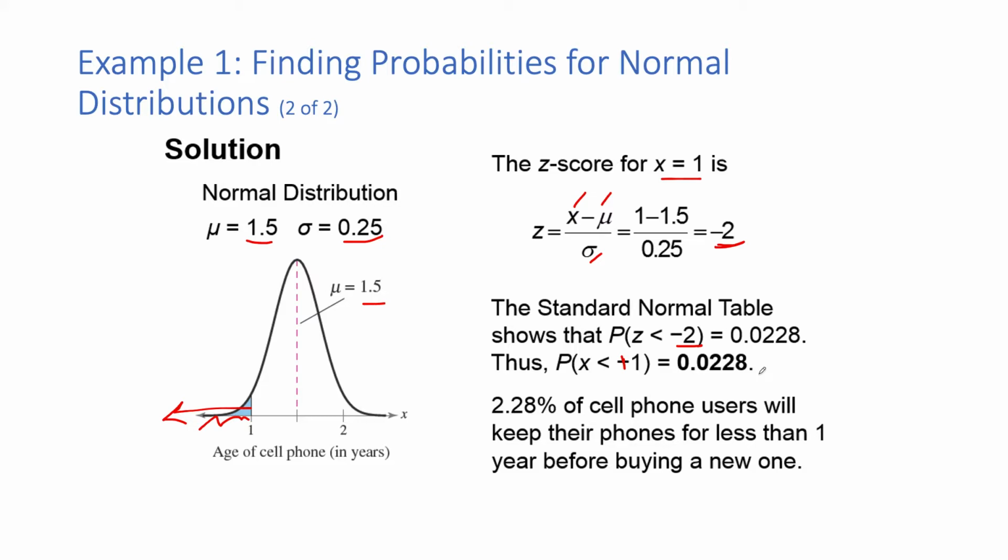The way to interpret this number is, if I multiply this by 100%, that's 2.28%. So what this tells me is about 2.28% of cell phone users will keep their phones for less than 1 year before they spring for a new one. Given that the average is 1.5 and the standard deviation is 0.25, about 2% of people generally go on and buy a new phone within a year. That's what it means.